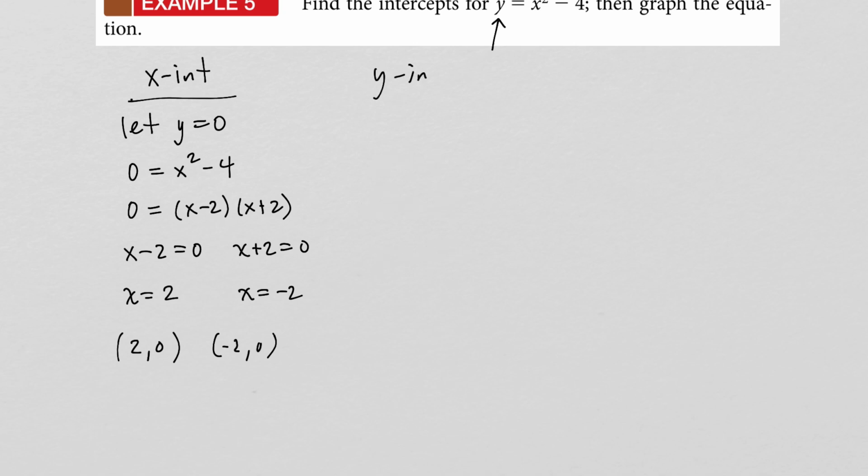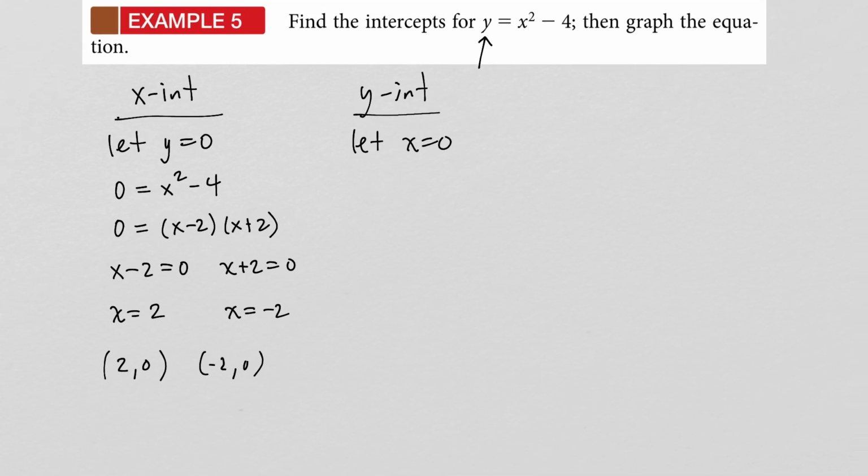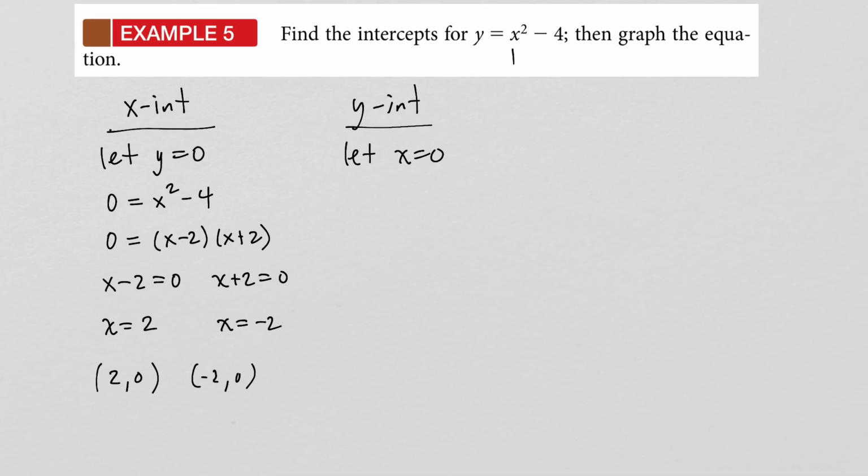Okay, now how about the y-intercept? Well, to get the y-intercept, this is actually a little bit easier. We're just going to let x equal 0. And if I let x equal 0 right here, that's just going to give us y equals 0 squared minus 4, which is negative 4. And so the y-intercept is (0, -4).